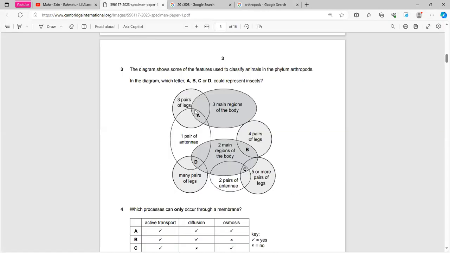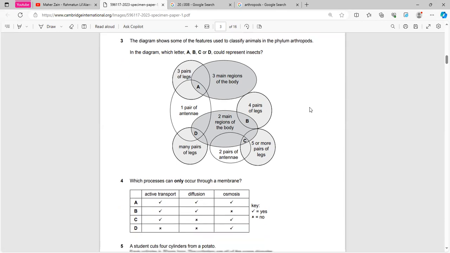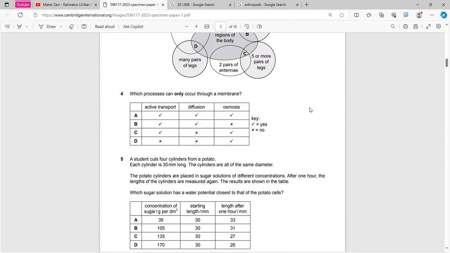Now when we come over here, point A summarizes the common overlapping things of all three types of animals present in the arthropod family. They all have 3 pairs of legs, they all have 3 main regions of the body which are segmented, and they all have at least 1 pair of antennae.